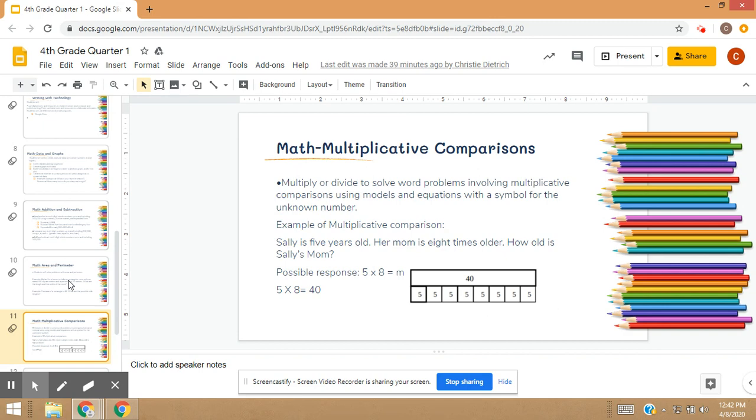Okay, so our math multiplicative comparisons, these are kind of tricky, and they're basically just multiplying, but you're comparing something. So multiply or divide to solve word problems involving multiplicative comparisons using models and equations with a symbol for the unknown number. An example of a multiplicative comparison is, Sally is 5 years old and her mom is 8 times older. How old is Sally's mom? And a possible response is 5 times 8 equals M, for mom. And we have a visual example here.